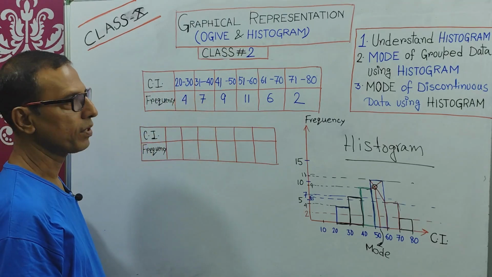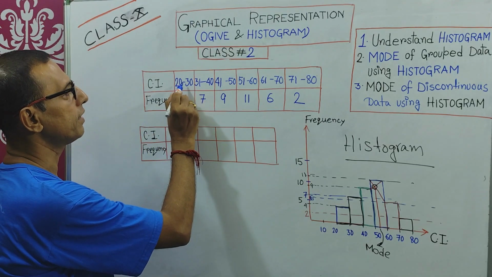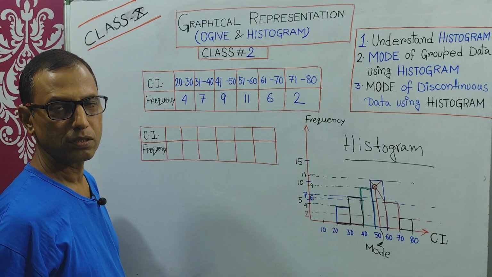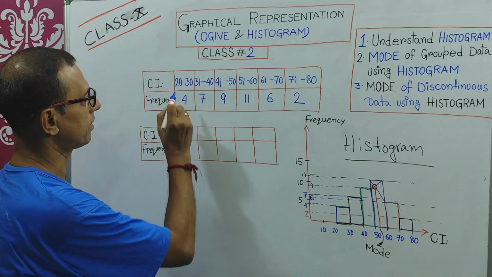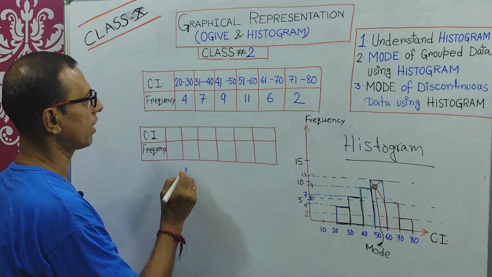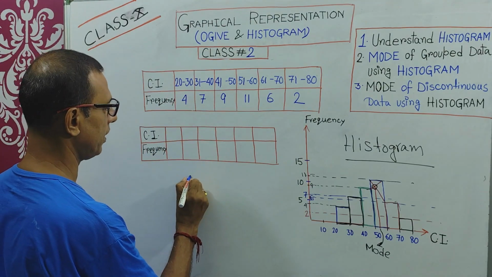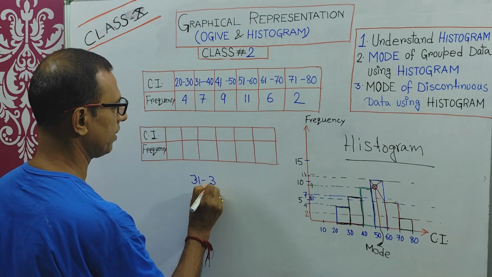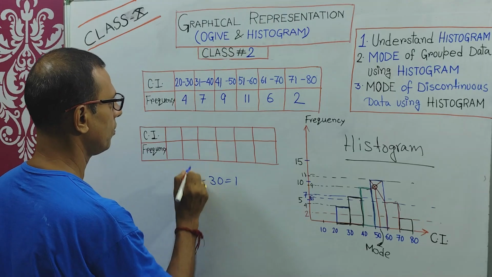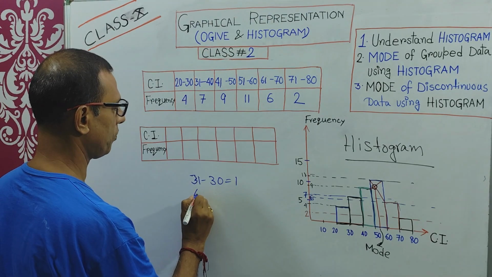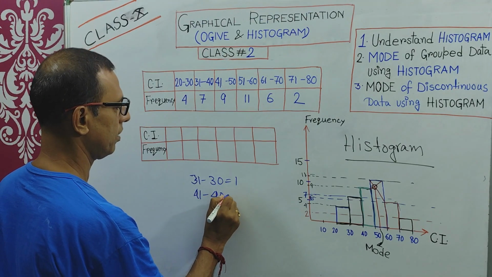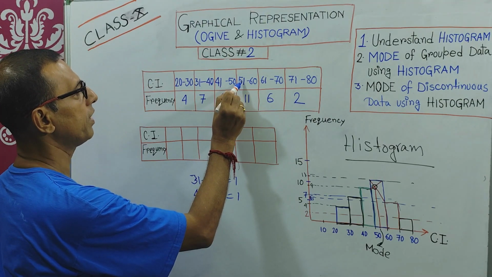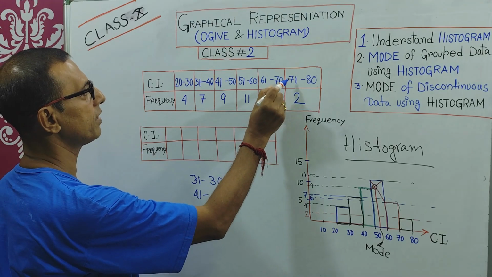So there is a gap, right? So this does not look like a continuous data set. So how do you adjust that? The difference we can see: 31 minus 30 is 1, 41 minus 40 equals 1. So everywhere this gap is 1: 50 then 51, 60 then 61, 70 then 71.